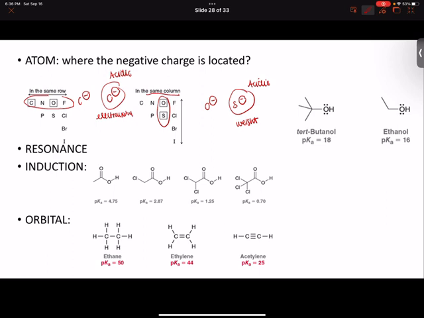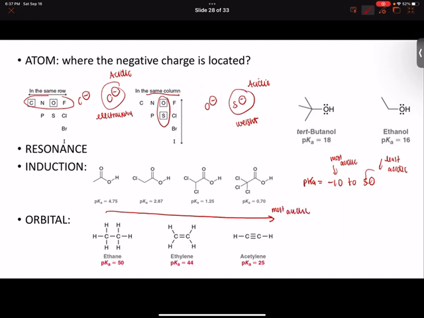Okay, so resonance. Resonance is kind of like, if your molecule has resonance, it's going to be more acidic. Induction. So then in here, we know that our pKa values go from negative 10 to 50. Negative 10 is most acidic, while 50 is going to be less acidic. So then we already know that it's going to go from this. It's going to be most acidic.